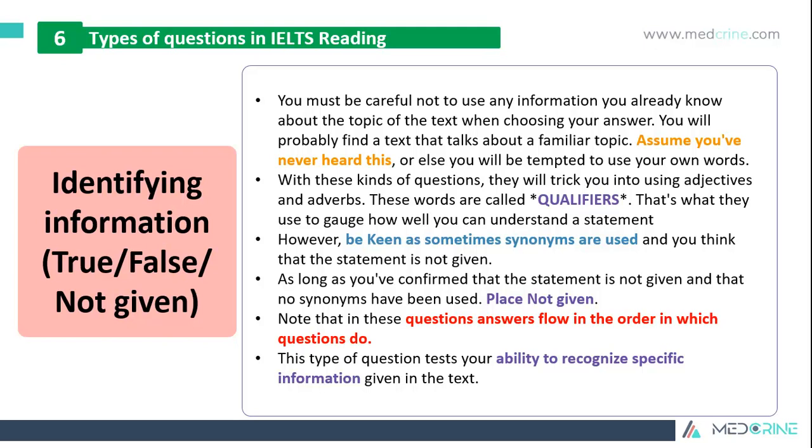That's what they use to gauge how well you can understand a statement. However, you need to be keen as sometimes synonyms may be used, and so you think that the statement is not given. As long as you've confirmed that the statement is not given and no synonyms have been used, then probably the correct answer is not given. Note that in these questions, answers flow in the same order in which the questions do. And this type of test assesses your ability to recognize specific information.